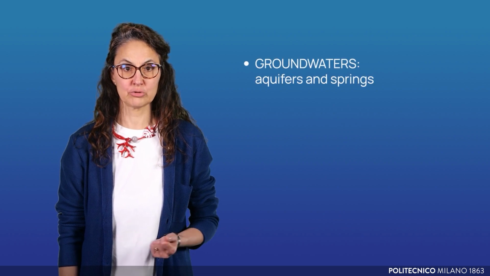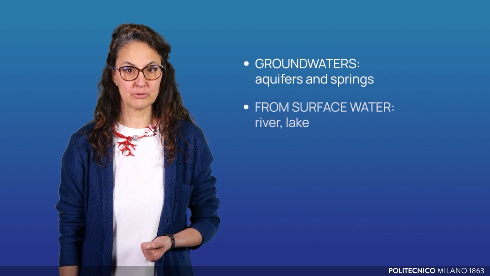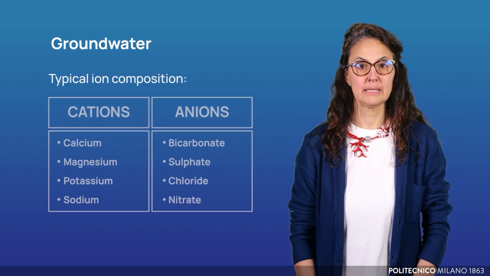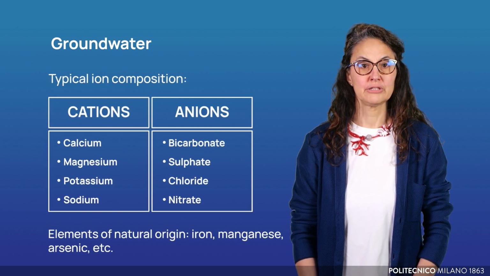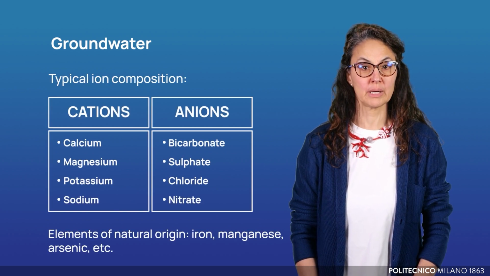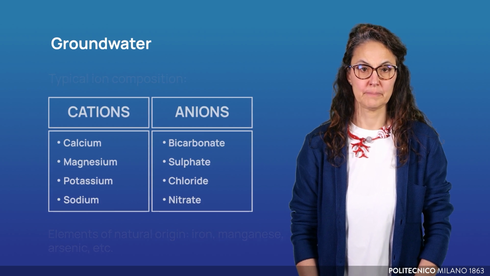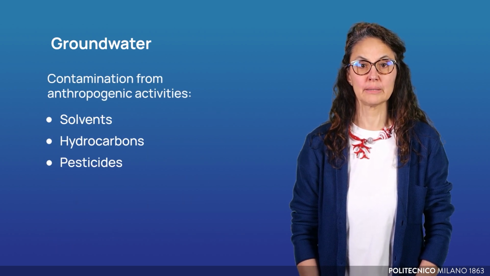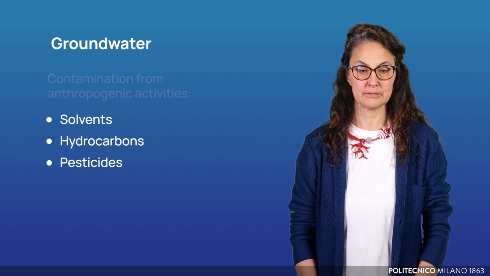We can source water from groundwater, aquifers and springs, from surface water like rivers or lakes, and from saline water. Groundwater generally has some typical characteristics. It is low in suspended material, has a good level of mineralization, meaning dissolved salts, and depending on the specific geology, may contain substances that can limit its use for human or industrial purposes. It is susceptible to chemical and microbiological contamination, depending on the specific local context.